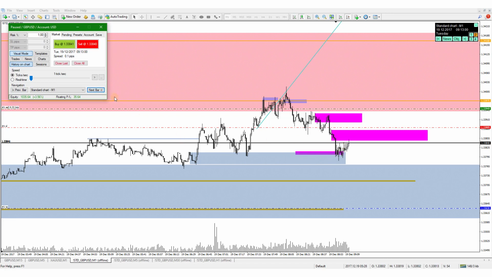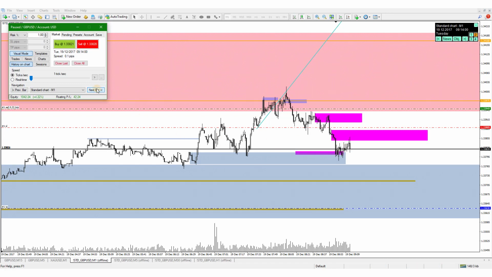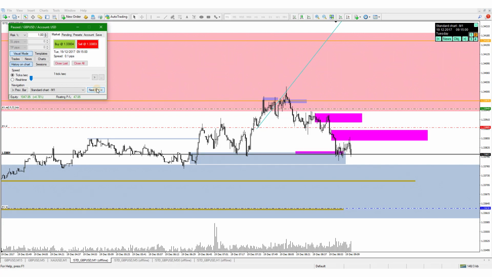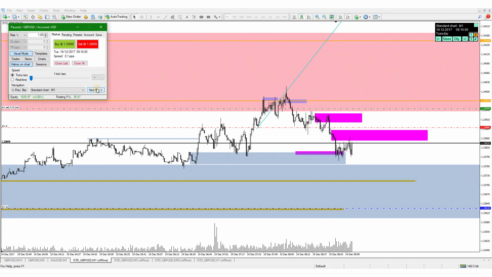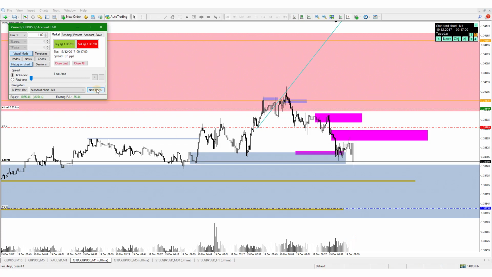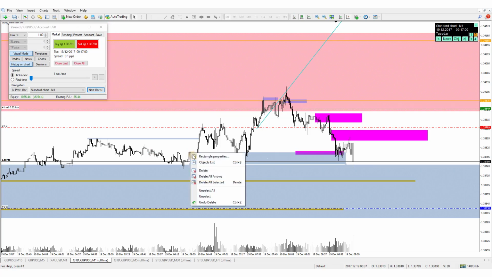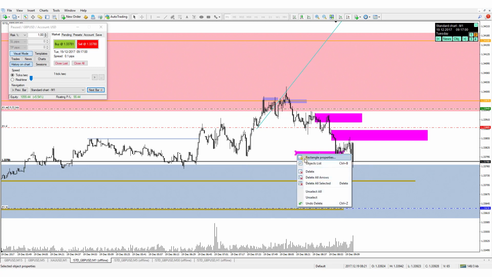Nice touch of the supply. Let's see if this very high volume... Buyers still have something to say. Boom. What is this, guys? Broken small demand. You can delete this. We don't need this one as well.